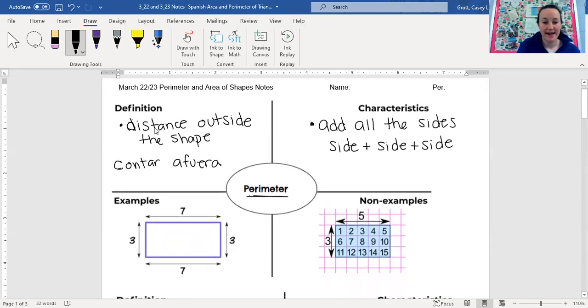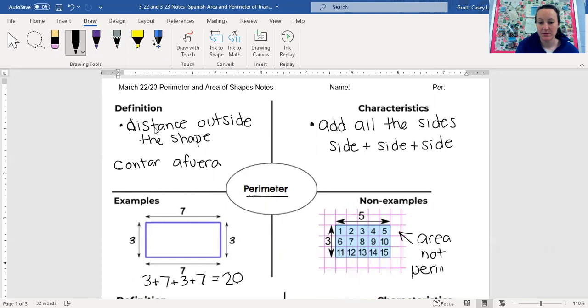So an example, we added all of these numbers together. Okay, so my perimeter would be 3 plus 7 plus 3 plus 7, which is going to get me to 20. Okay. Versus here, they're showing area, not the perimeter. That's why it is not an example. Okay, so perimeter, we're always looking on the outside.